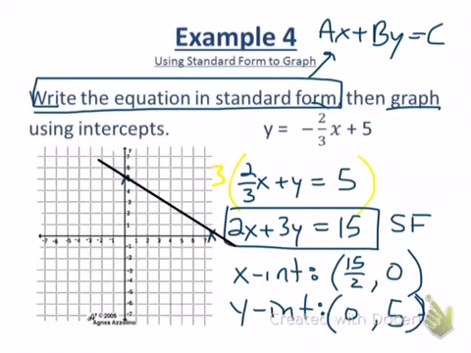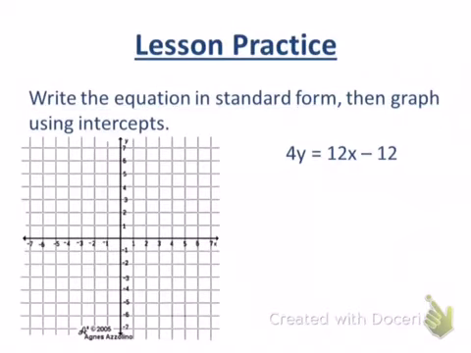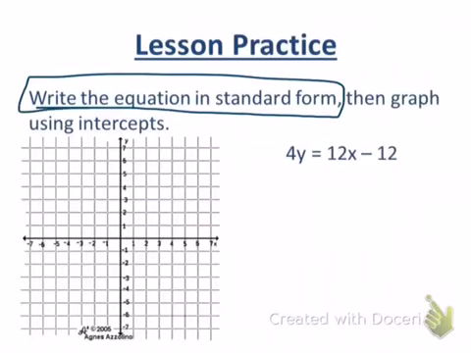Now, so there are 2 skills being tested here. Putting it into standard form is one skill. All right? Graphing it using the intercepts is the second skill. So last example of the day. Okay? First, directions. Write it in standard form. So let's do that first. That means Ax plus By equals C. So subtract 12x from both sides. That gives us negative 12x plus 4y equals negative 12.